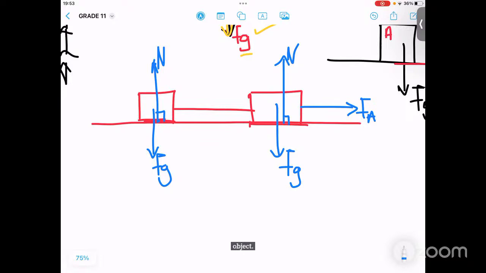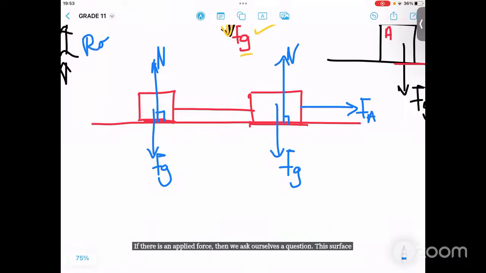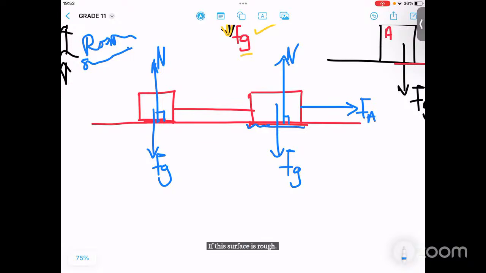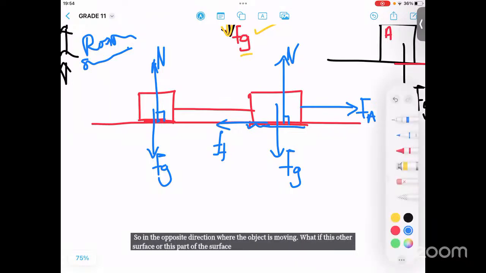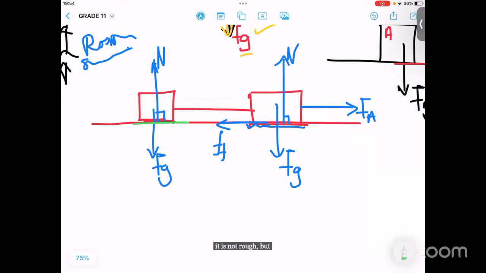If there is an applied force, then we ask ourselves a question. This surface, is it rough or smooth? In physics, if it is rough, frictional force will exist. If this surface is rough, the frictional force will exist in the opposite direction of the applied force, or in the opposite direction where the object is moving. What if this other surface, or this part of the surface, is not rough, but smooth? If it is smooth, then it means frictional force will not be there. But if it is rough also, then frictional force will exist.